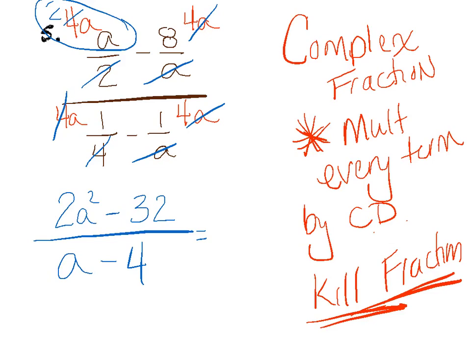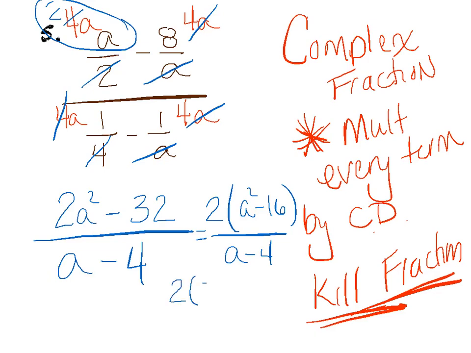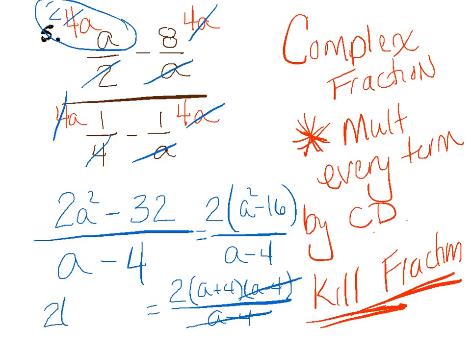Lastly, I just want to factor anything I can and reduce. So I can pull out a 2, and I'm left with A squared minus 16 over my A minus 4. And in fact, I can go one step further and factor that even more. I can say that's 2 times A plus 4 times A minus 4 all over my A minus 4. And of course, my A minus 4s are going to cancel. So my final answer, kind of working backwards here, looks like 2 times A plus 4. Or I could say 2A plus 8.